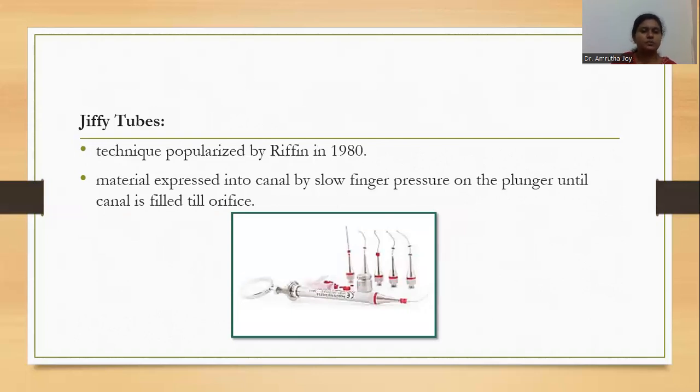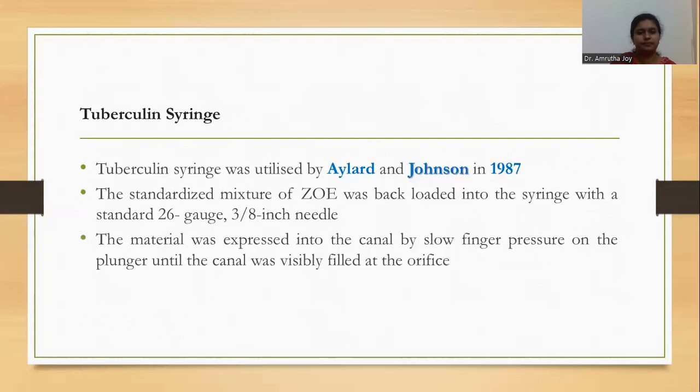Jiffy tubes, popularized by Rippin in 1980, and the material is expressed into the canal by slow finger pressure on the plunger until the canal is filled till the orifice. Then another technique is using tuberculin syringe. It was utilized by Allard and Johnson in 1987.